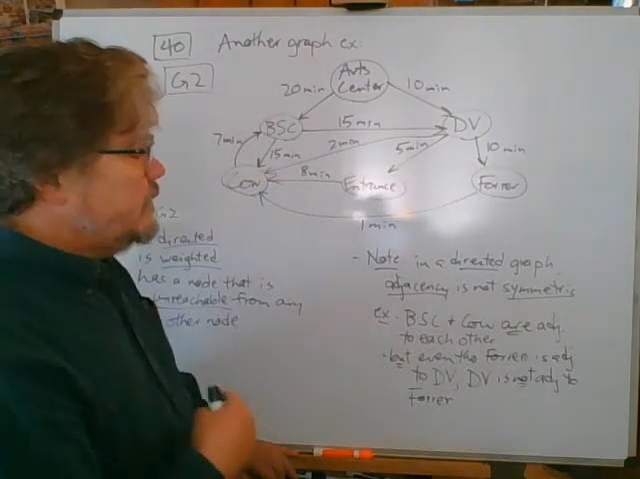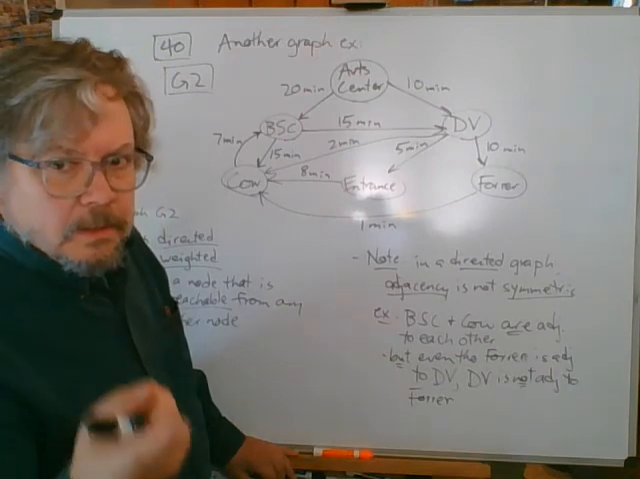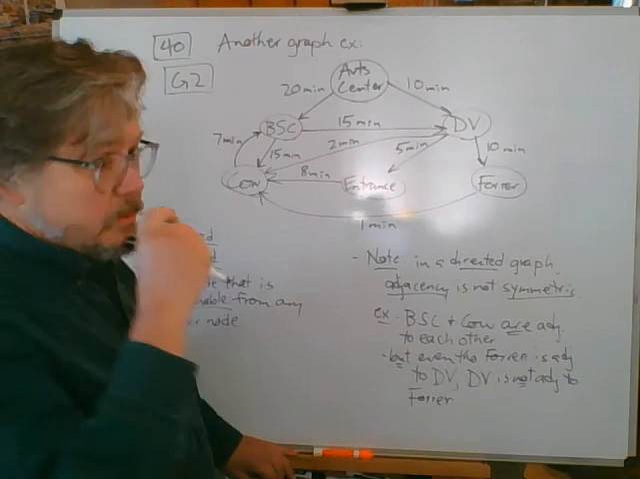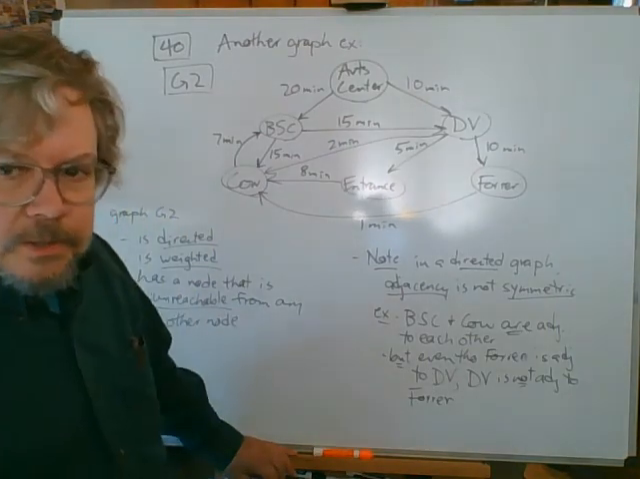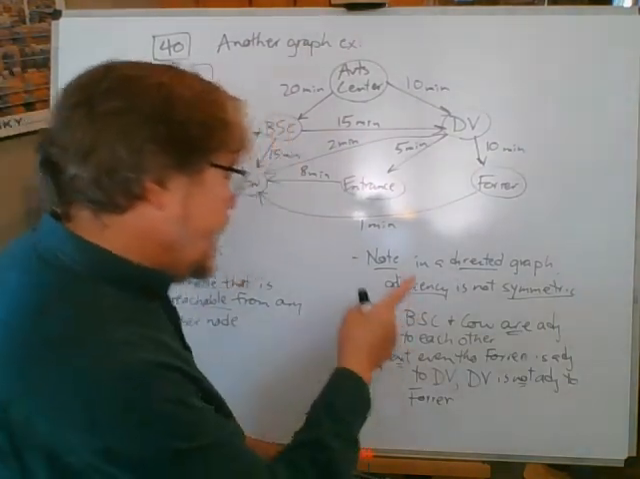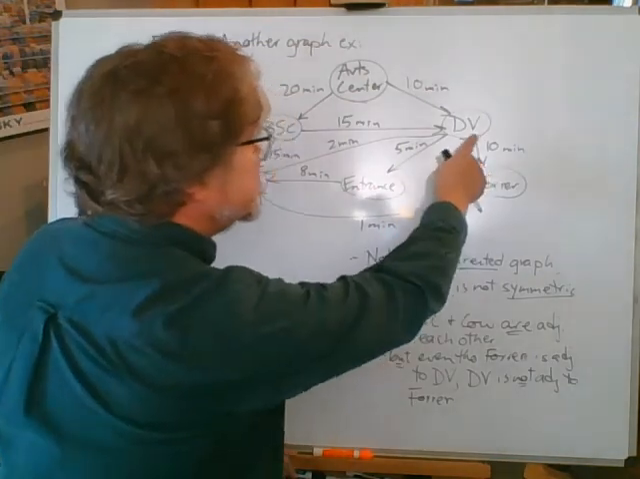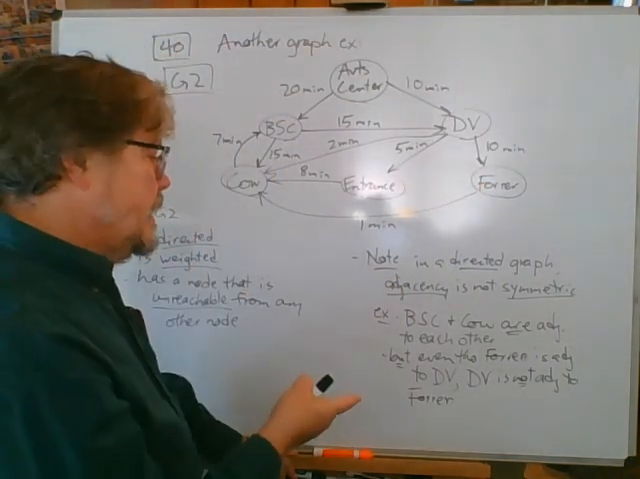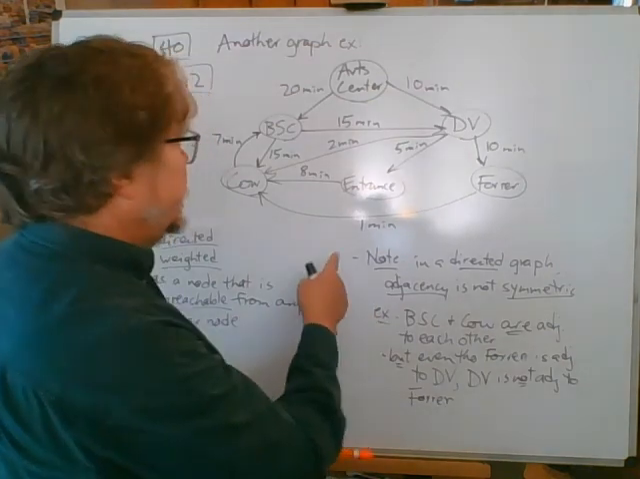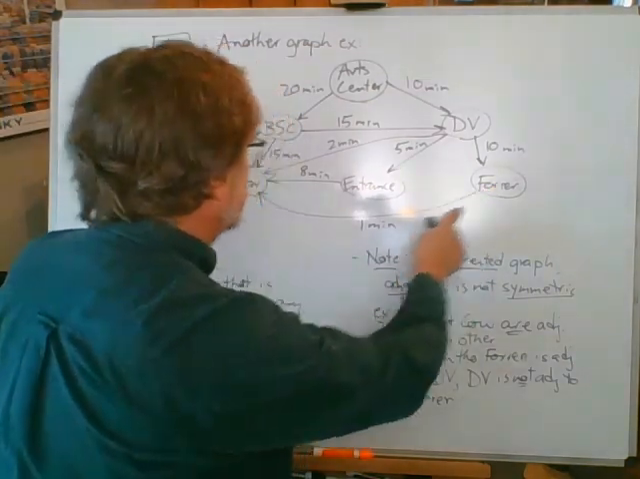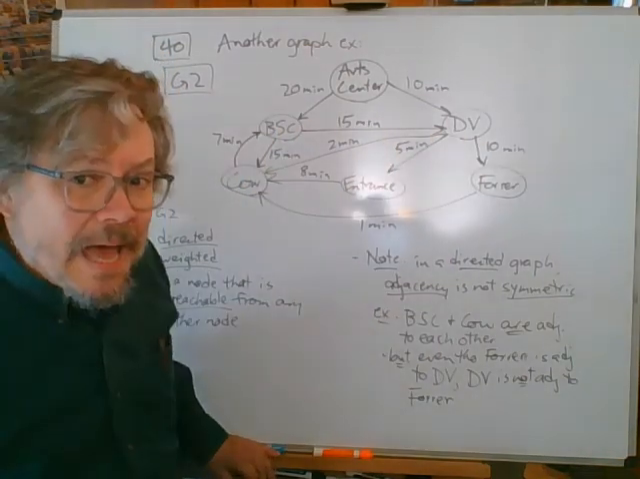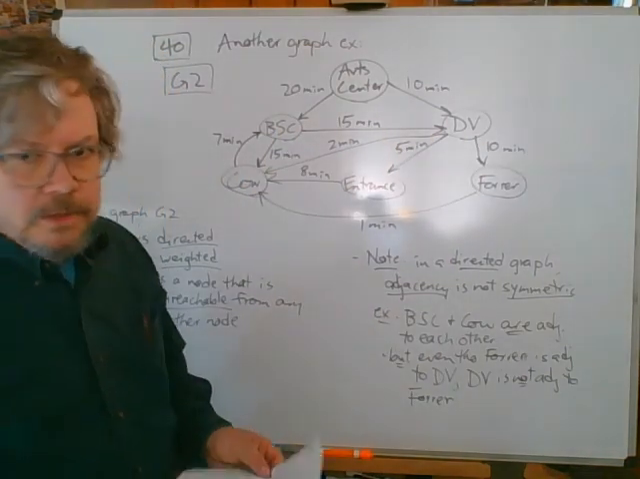In a directed graph, adjacency is not symmetric. It doesn't go both ways. BSC and Cowgill are adjacent to each other because there's an arc for each direction. But even though Forer is adjacent to DV, meaning we can get to Forer from DV following one arc, DV is not adjacent to Forer. I can get to DV, I believe. Let me see here. Forer goes to Cowgill, goes to BSC, goes to DV. So there is a path. They're just not adjacent to each other.